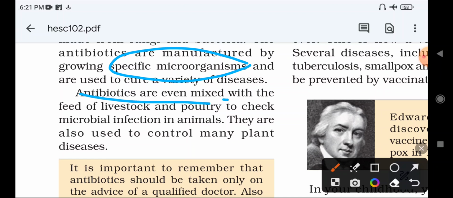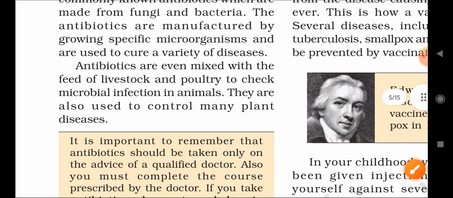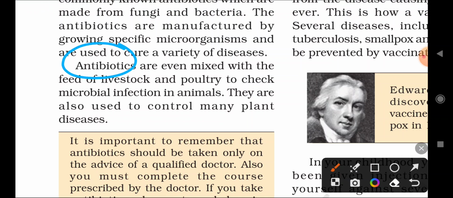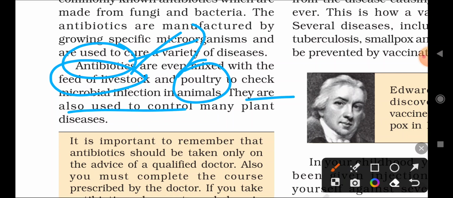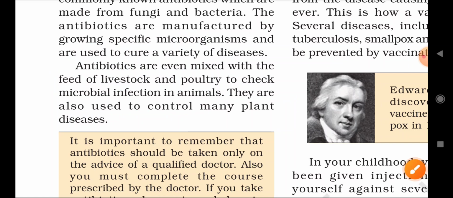Antibiotics are even mixed with the feed of livestock and poultry to check microbial infection in animals. Livestock means animals, like poultry. If they have any diseases or infections, they are checked with the help of antibiotics. They are also used to control many plant diseases. So microorganisms have a wide variety of medicinal uses.